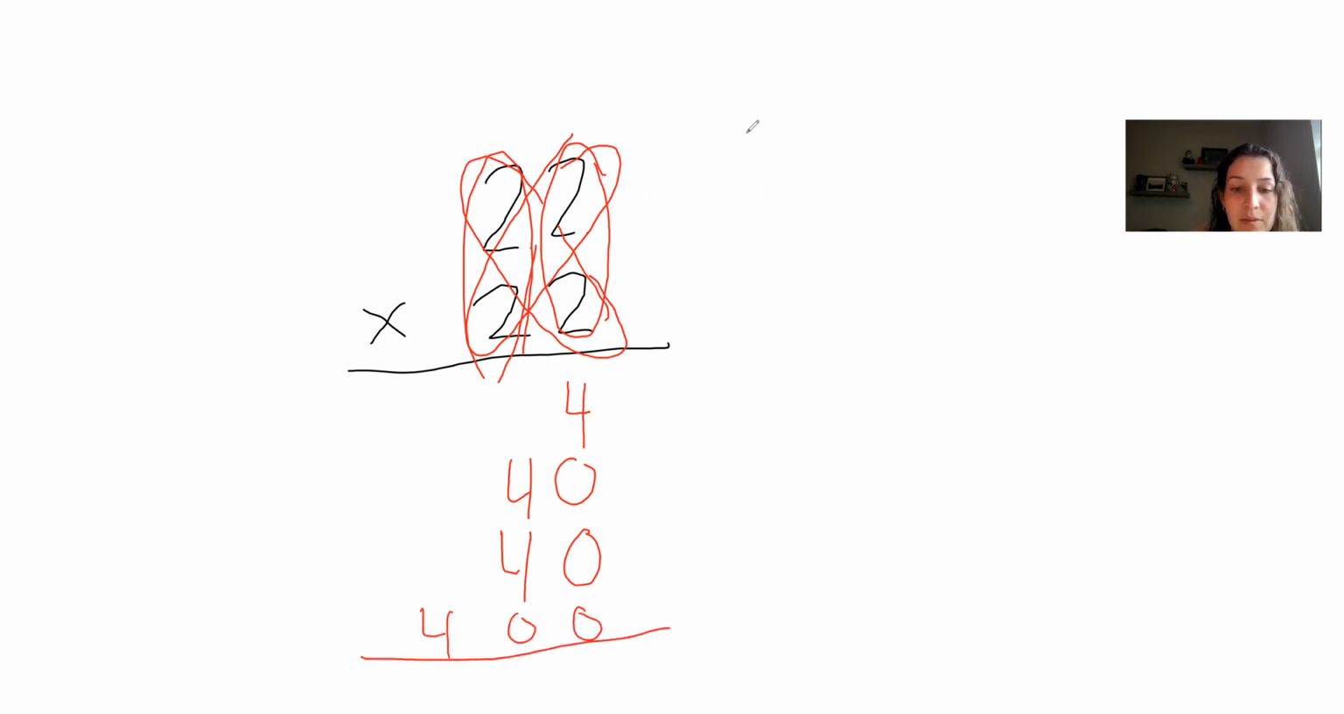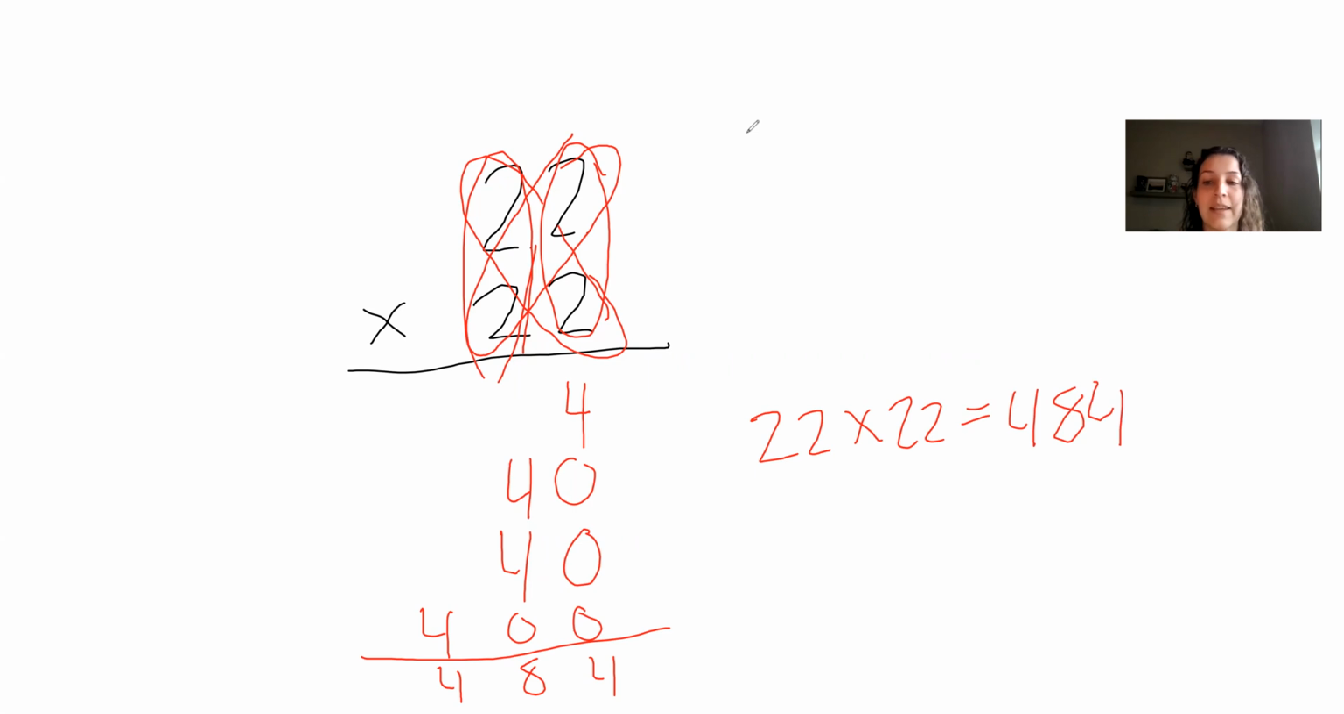And let's add this up to get 4 plus 0 is 4. 4 plus 4 plus 0 is 8. And 4 plus nothing is 4. So our final answer here for 22 times 22 is equal to 484. All right, I hope that helped clear up what multiplying 2 digits by 2 digits involved.